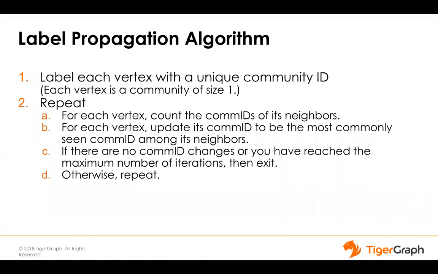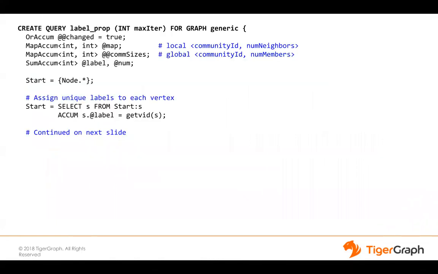So we start off with the same initialization, everybody with a unique ID. The next step is you do a tally of which community each of your neighbors belongs to, and then you update your community to be the same as the one most commonly seen among your neighbors. And again, if there are no changes, or if there's a maximum number of iterations, you stop. Because this algorithm does have a possibility of bouncing back and forth, you just have to make a decision to stop at some point. It's a little bit longer, so I've split it up into two slides.